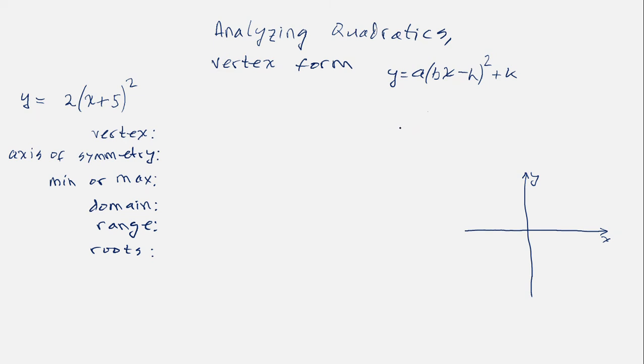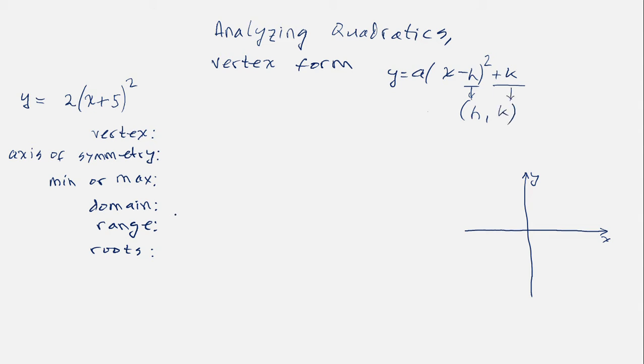Let's analyze a quadratic function in vertex form. Vertex form looks like this: y equals a times (bx minus h) squared plus k. Just for this video, let's imagine that b is equal to 1 and remove it for simplicity. Now to get the vertex, we read this value h and this value k, and that's it.